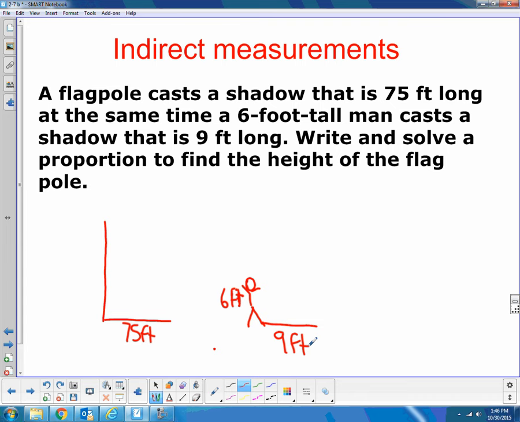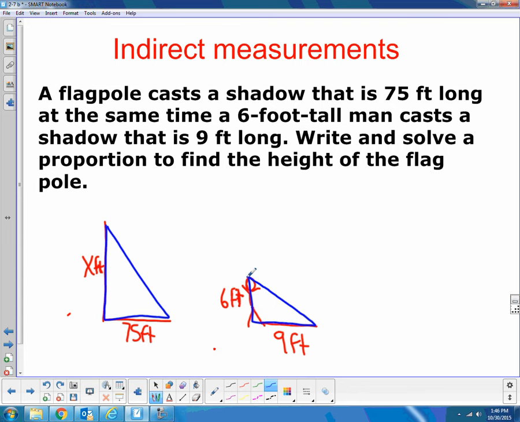It says, write and solve a proportion to find the height of the flagpole. So I don't know the height of the flagpole, x feet. So I've got to figure that out. This looks oddly like 2 triangles. And if the sun was at the exact same point in the sky for both of them, they'd be similar triangles. We know a lot about similar triangles. We can set up proportions based on these similar triangles because similar figures are proportional.